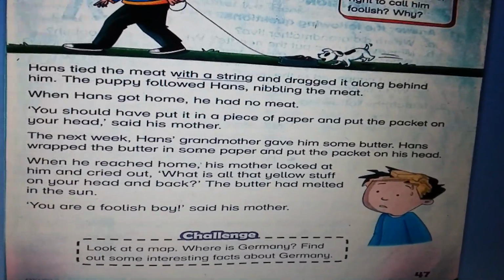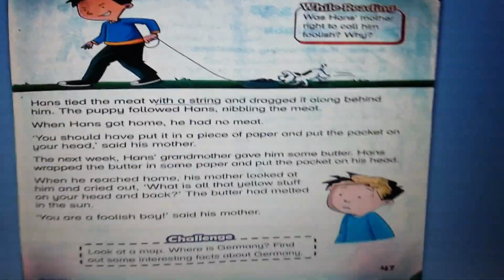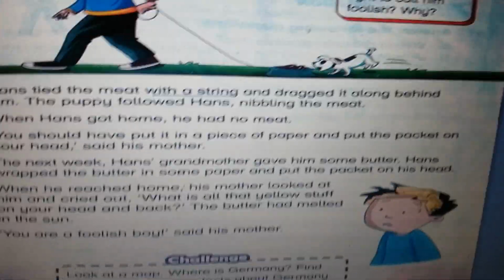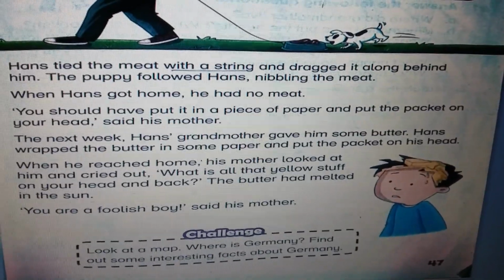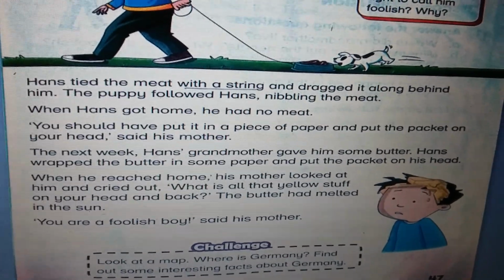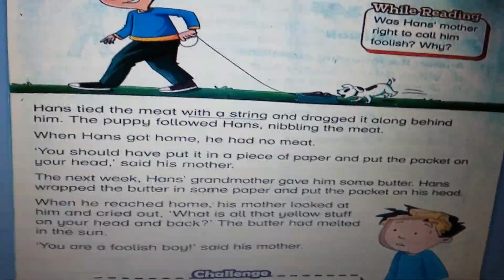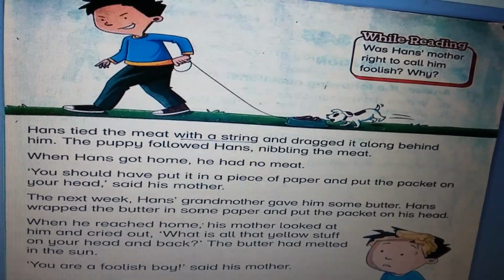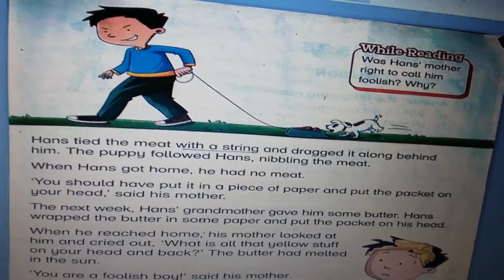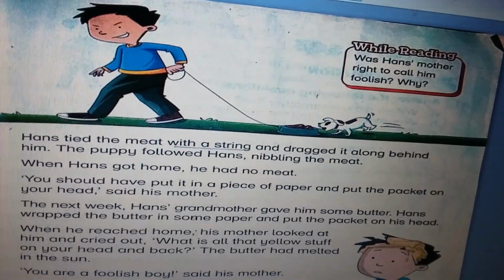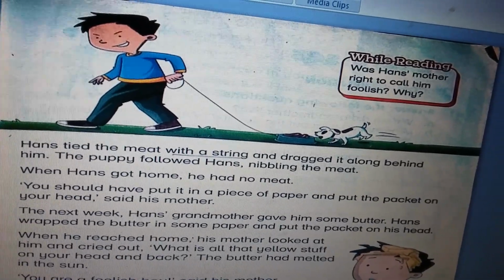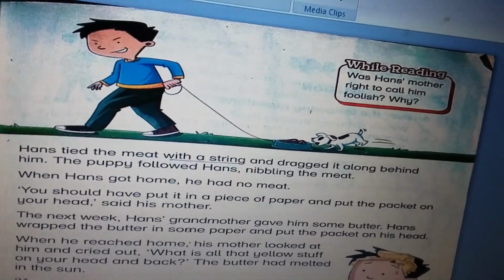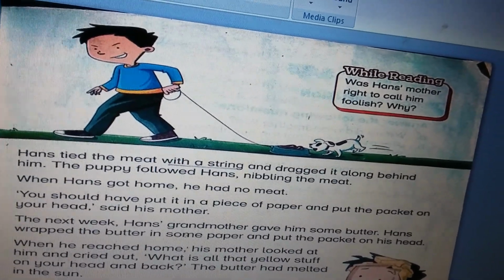What did his grandmother give him? Who gave him a needle? Answer me. His mother or grandmother? Yes, grandmother. What did his grandmother give him first? Needle. What did his grandmother give him second? Spoon.